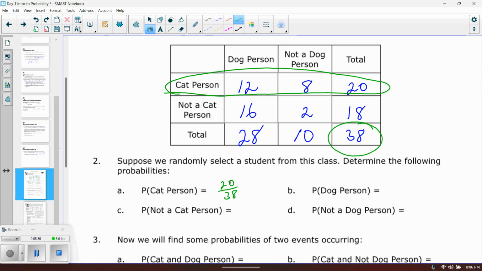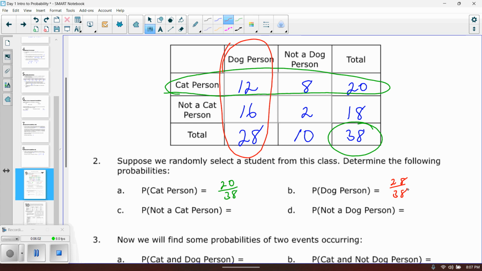Then we want to know the probability of somebody owning a dog. Well, you look at the dog part. Well, the dog is this column right here. And there are 28 people that own a dog, again, out of the total number of people in the whole survey, which is 38. So there's 28 out of 38. That's the probability that somebody owns a dog out of our survey.